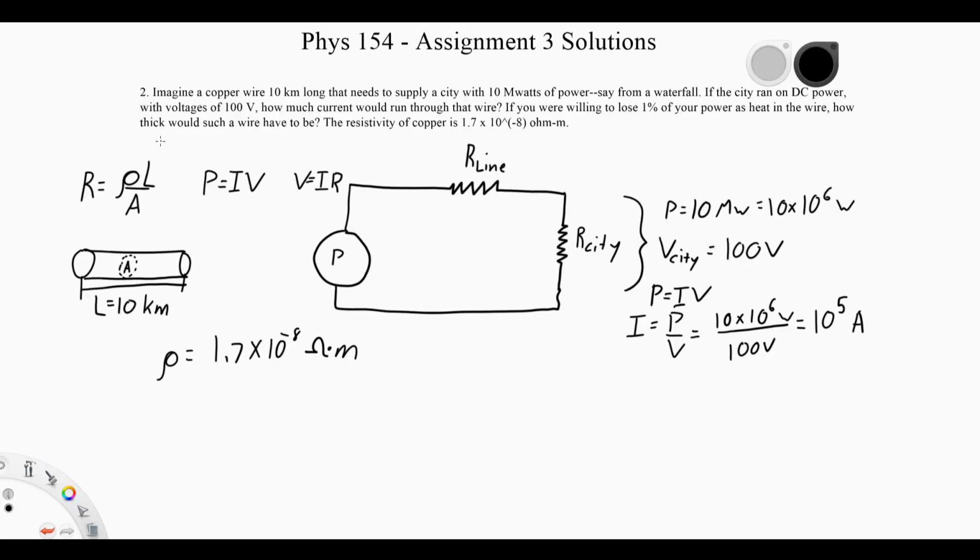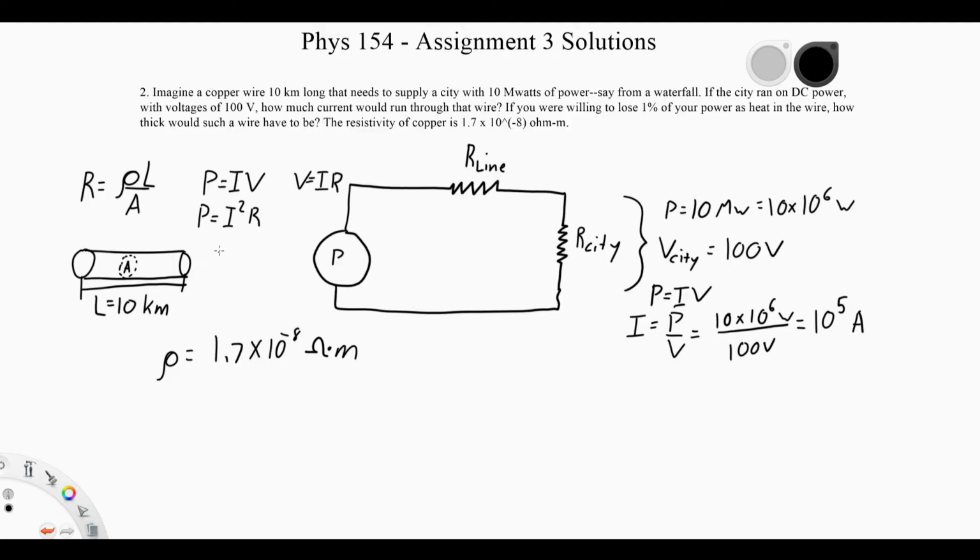So remember, what we're looking for is how thick the wire should be. And of course, the thickness of the wire is contained in that cross-sectional area A. So ultimately, that's what we're going to be looking for. Which means that we're actually going to have to find the resistance of this line, which we can do by using the power equation, P is equal to IV, in conjunction with the voltage equation, V is equal to IR. So we're going to plug in V is equal to IR into P is equal to IV to get P is equal to I squared R. Just another power equation.